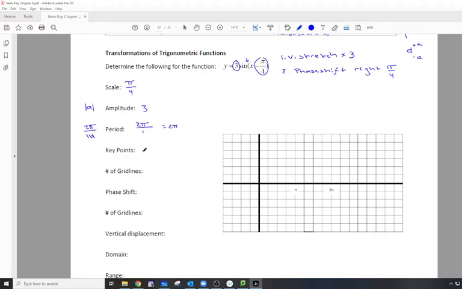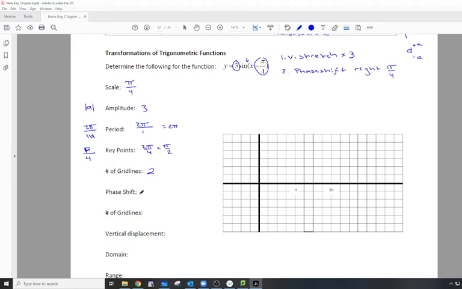So where are my key points going to happen? Well, key points are your period divided by 4. So 2 pi divided by 4 keeps those key points every pi by 2. This is just your basic sinusoidal graph. How many grid lines is pi by 2 worth down here? Well, my scale is pi by 4, so it's 2 grid lines, or you can just think halfway to pi is 2 grid lines. So it's going to have key points every 2 grid lines.